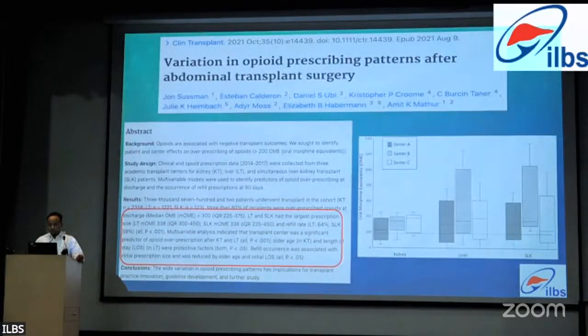So this is another study where they recruited patients of kidney transplantation, liver transplantation, and simultaneous liver-kidney transplantation at 3 different centers. They found that the patients who had undergone liver transplantation and simultaneous liver-kidney transplantation had the largest prescription of median morphine equivalents. In the multivariate analysis, they also found that the transplant center was a significant predictor of opioid overprescription, especially for kidney and liver transplantation. However, increased age and increased hospital stay were protective factors for opioid overprescription in patients undergoing transplantation.